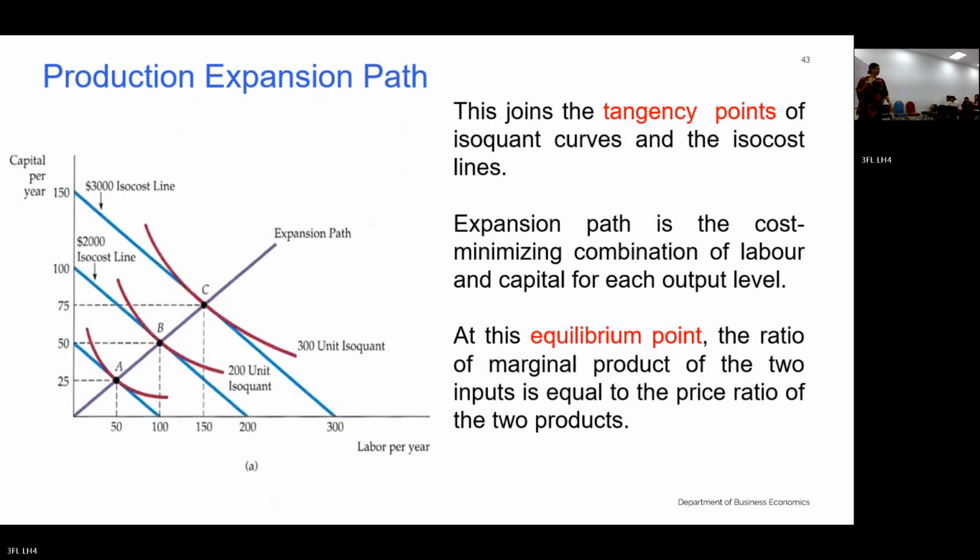Here you are given the production function. You are supposed to find MPL, MPK, and MRP.